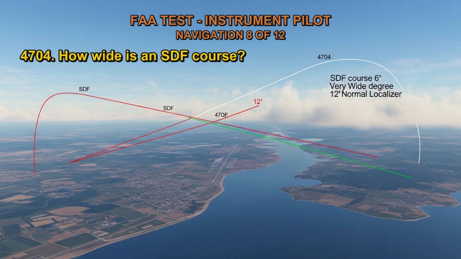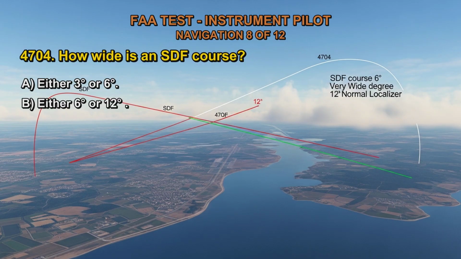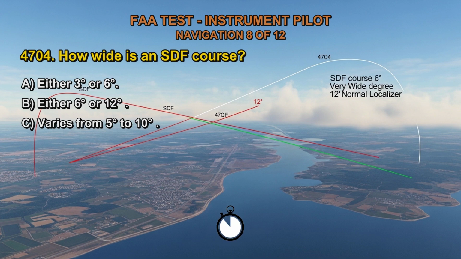4704. How wide is an SDF course? A. Either 3 degrees or 6 degrees. B. Either 6 degrees or 12 degrees. C. Varies from 5 degrees to 10 degrees. The correct answer is B.